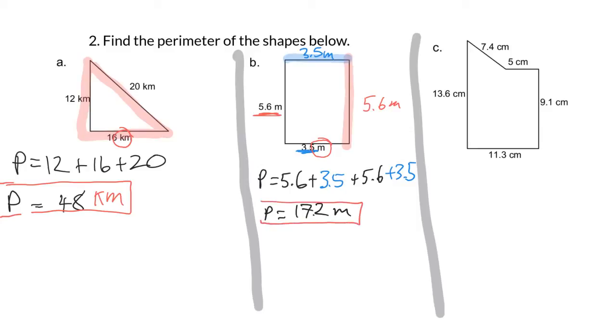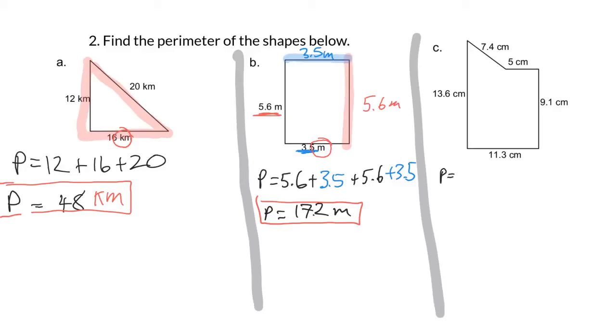Now let's do that again for the last problem. So now I want you to try the next problem on your own. Give me the perimeter. Tell me what it is. Pause the video and do it now, and then you'll see my answer. So here's what we're going to do.